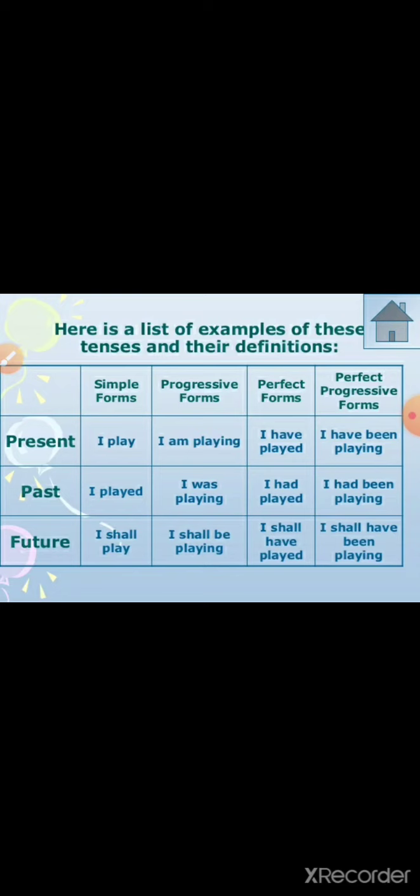Again, you can go back to the chart and see different rules there and you can use them while you are practicing tenses. Here is a list of examples of these tenses and their definitions. Go through it and make sure that all the rules are quite clear to you. With this, we come to the end of our topic tenses. In part first, we talked about present tense, and in part second, we talked about past and future tense.